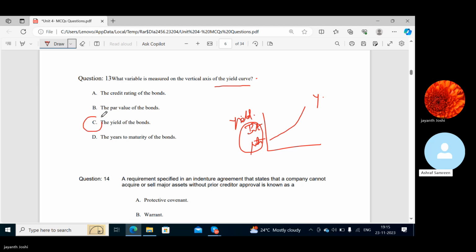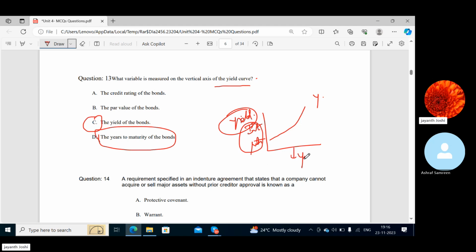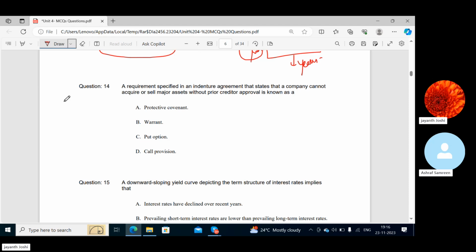The vertical axis shows the yield. Then what is on the horizontal axis? Years to maturity. This will show the years. So the x-axis is the horizontal axis: years. The vertical axis: yield.